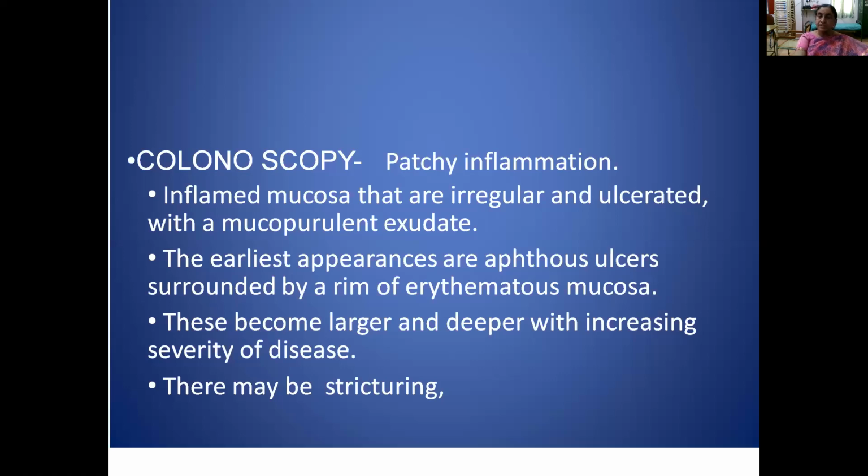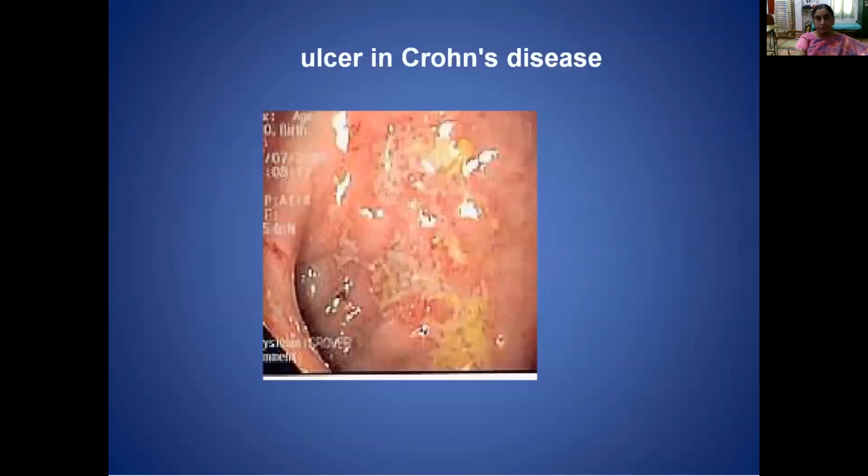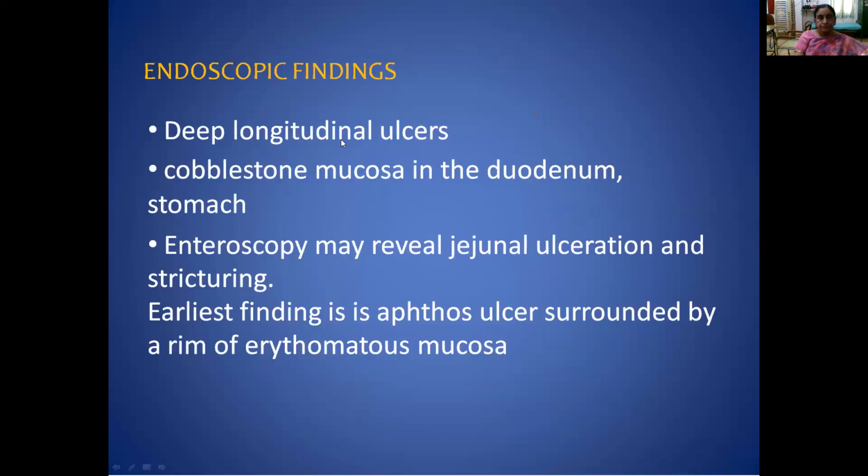Finally, in the later stages, stricturing, that is narrowing of the bowel lumen, may be there. This is the colonoscopic view of the colon or the proximal ileum probably. So ulcers in cross stitches you can see here and there, with the mucopurulent discharge. So these endoscopic findings include, one is superficial ulcers.